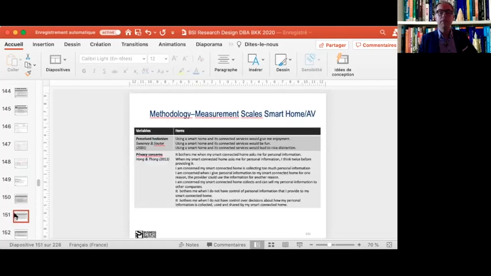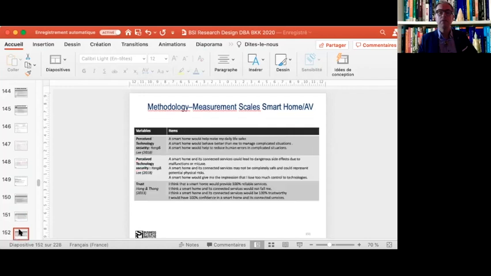Then we measured perceived privacy concerns with the scale from Hong and Thong. For example, with items: it bothers me when my smart connected home asks me for personal information. When my smart connected home asks me for personal information, I think twice before providing it. I'm concerned my smart connected home is collecting too much personal information about me. I'm concerned that when I give personal information to my smart home for one reason, the provider could use the information for another reason. And so on.